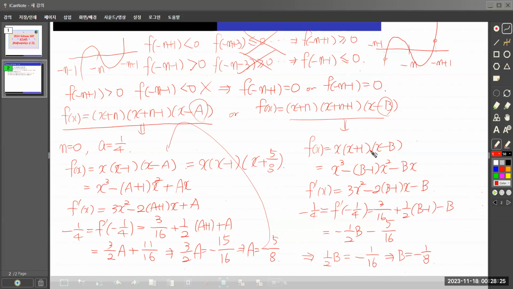But from here, this one looks like this: this is 0 and this is negative 1. So b must be positive, so we have negative here. So this is a contradiction. So we cannot have this situation. So the answer just looks like this.